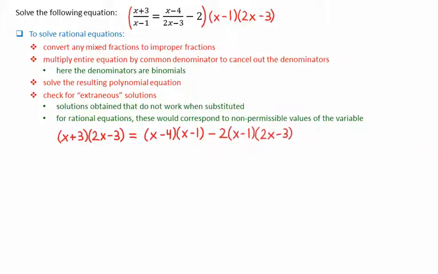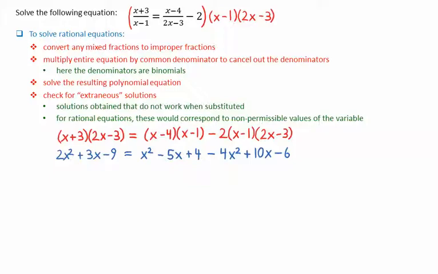And finally, for the third term, nothing cancels, so we have negative 2 times x minus 1 times 2x minus 3. We now have to use FOIL to expand all of these expressions. For the first one, x plus 3 times 2x minus 3 gives 2x squared plus 3x minus 9. X minus 4 times x minus 1 gives x squared minus 5x plus 4. And finally, negative 2 times x minus 1 times 2x minus 3, we get negative 4x squared plus 10x minus 6.